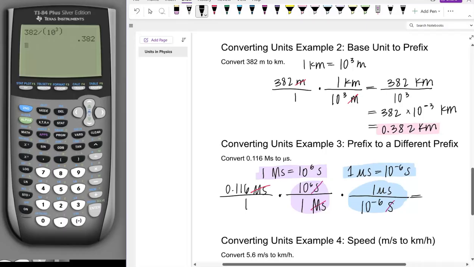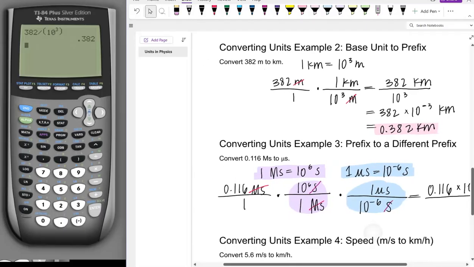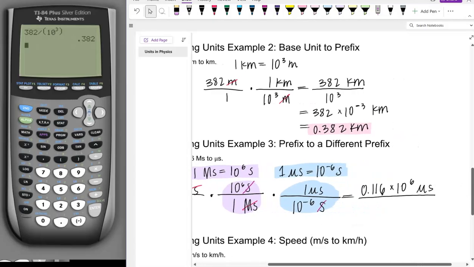Now we're ready to multiply straight across. We have 0.116 times 10 to the 6th times 1. We don't really need to worry about the times 1. Let's just write this down for now. 0.116 times 10 to the 6th on top. And our units are microseconds. On the bottom, we have 1 times 1 times 10 to the negative 6. We don't really need to worry about times 1. And all the units are canceled, so we just have 10 to the negative 6 on the bottom.